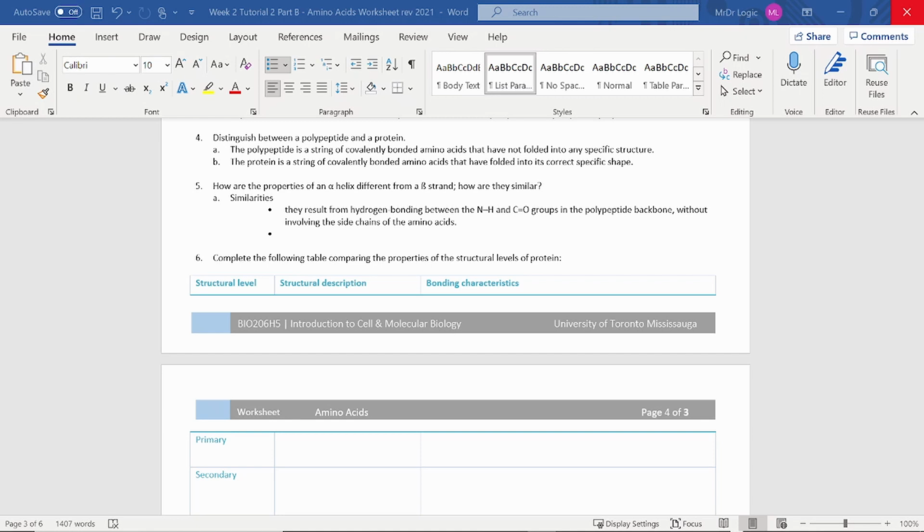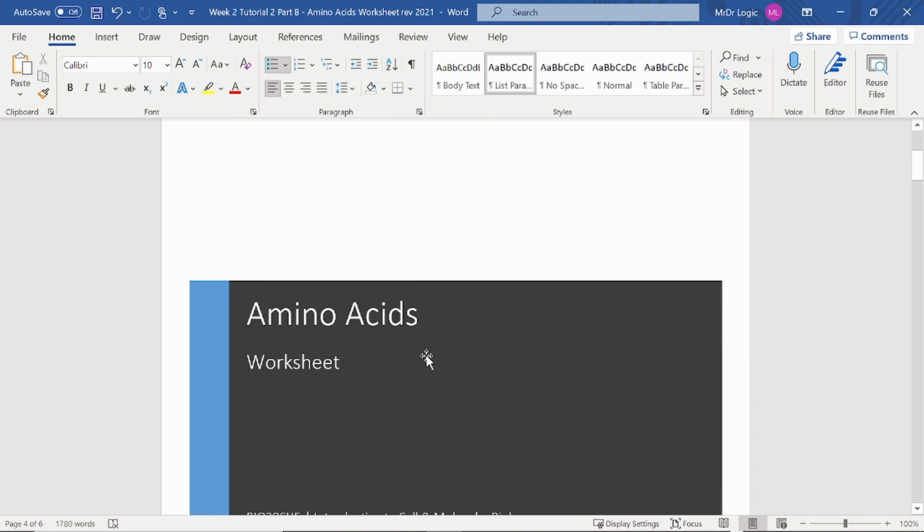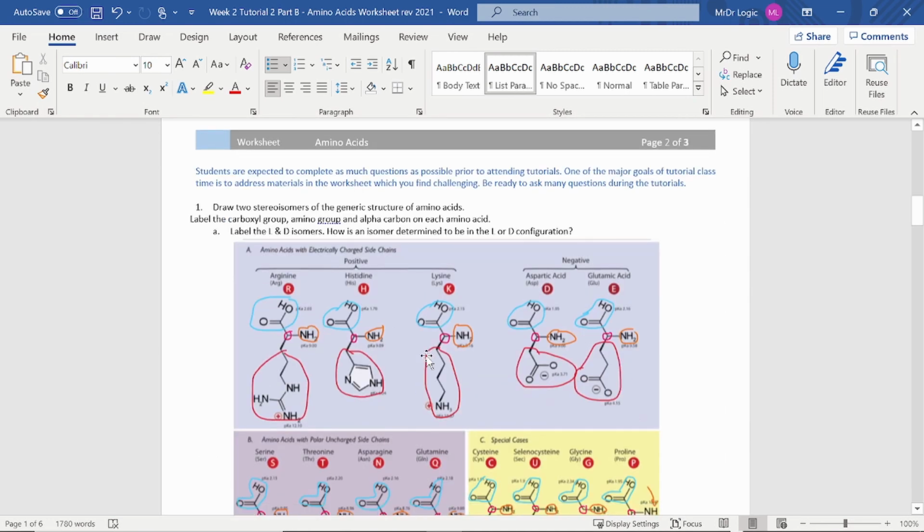The setting outside is moody, and I gotta complete my science stuff. Yeah. So this is the amino acid worksheet. I have just managed to complete it recently.